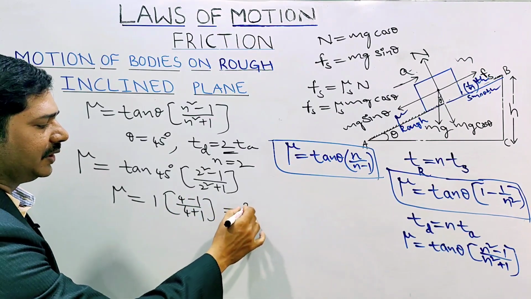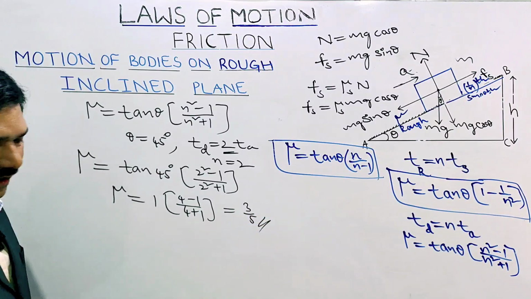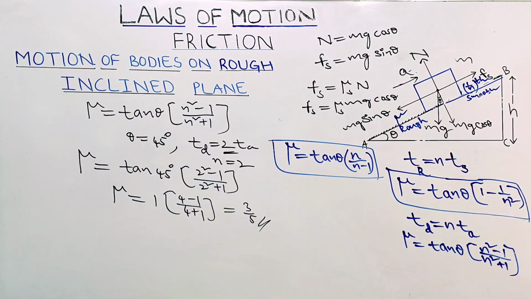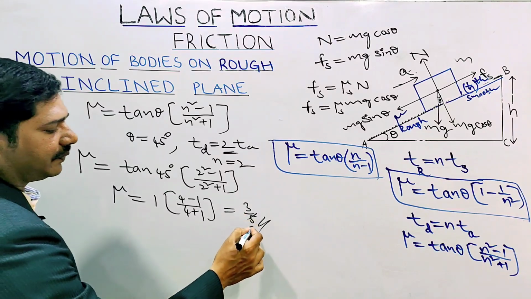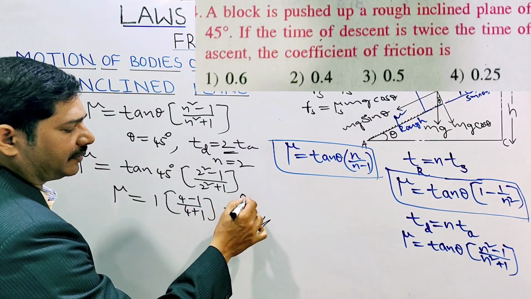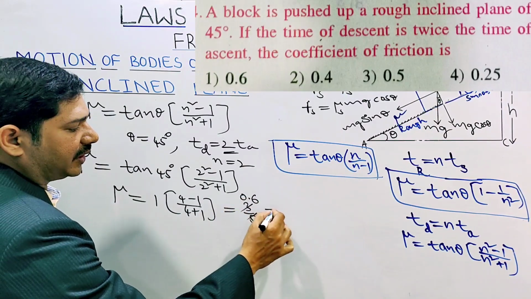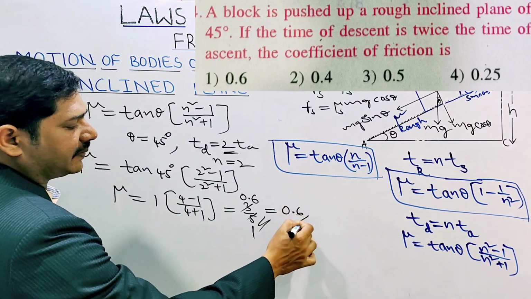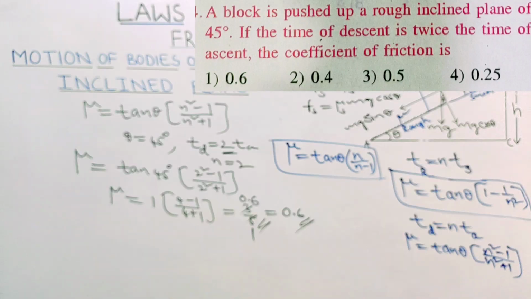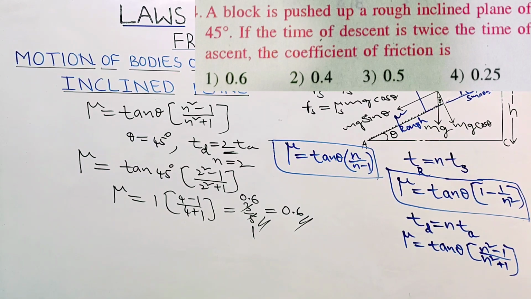So that is how much? 3 by 5. Which option is correct? 3 by 5 is an option. 5 into 1 is 5, 5 sixes are 30, decimal I am taking, 0.6. 0.6. First option only is the correct option.